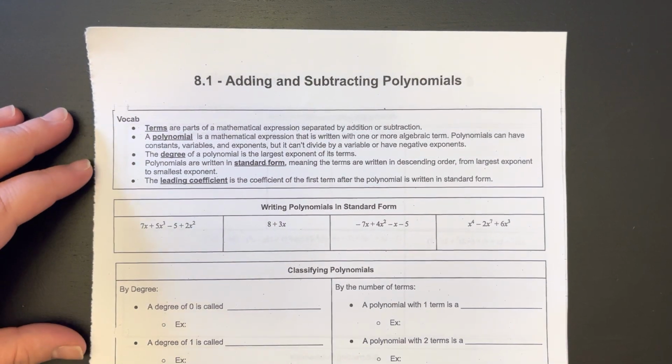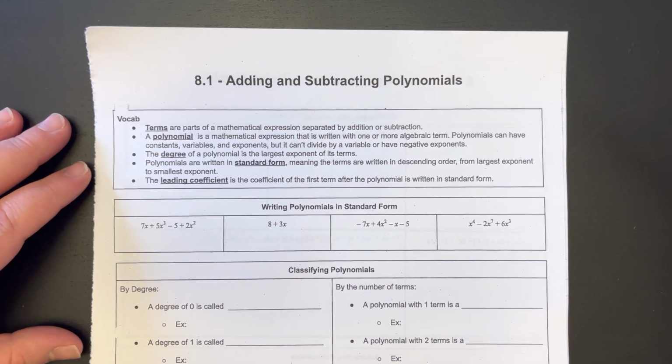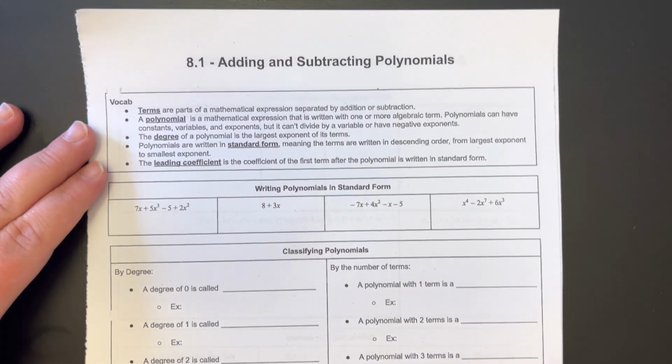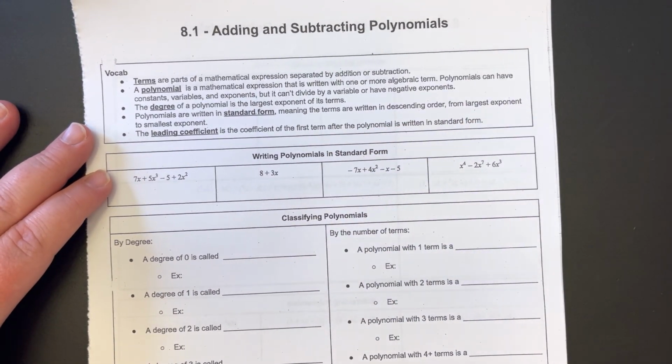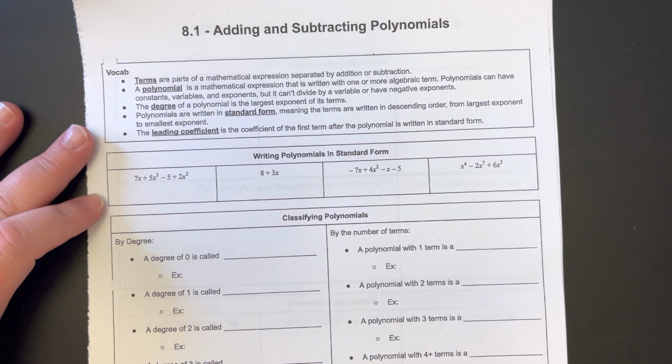Hey guys, in this video we're going to be talking about adding and subtracting polynomials, as well as writing them in standard form and classifying them by degree and number of terms. So the first thing that we talk about in this section is writing polynomials in standard form, which we've kind of talked about before. Remember, that just means to write each term in order from biggest exponent to smallest.